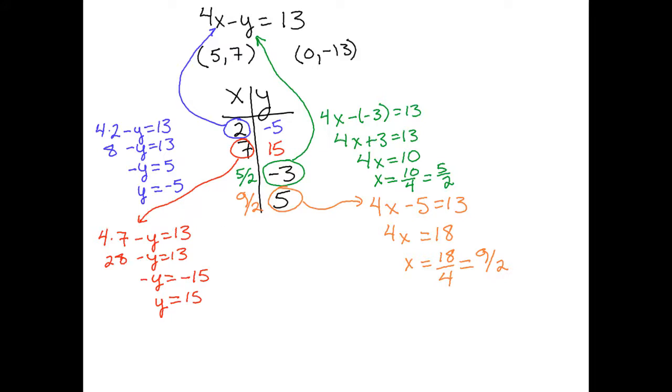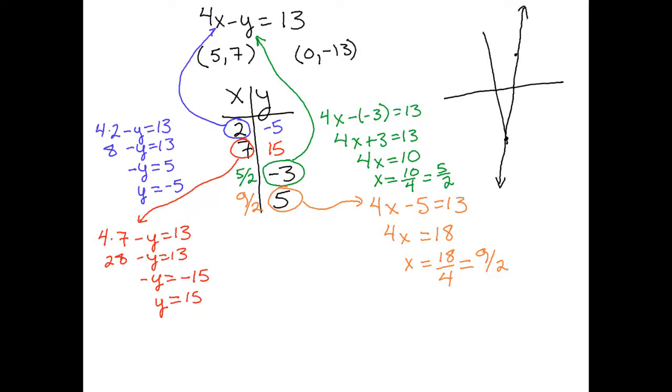Now, this is definitely overkill. We really only needed these 2 points to see where the graph was. 5, 7, let's see, that's about 5 over and 7 up. 0, negative 13, wow, that's way down here a ways, about there. Well, we know this is the line. Let's see if we can draw a straight line here. Kind of curved, but that's all right.